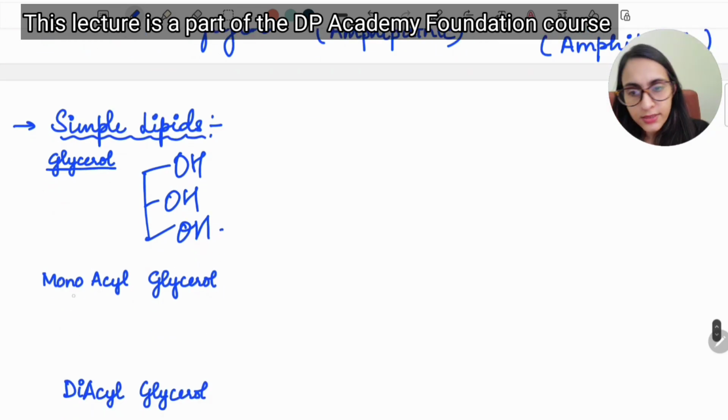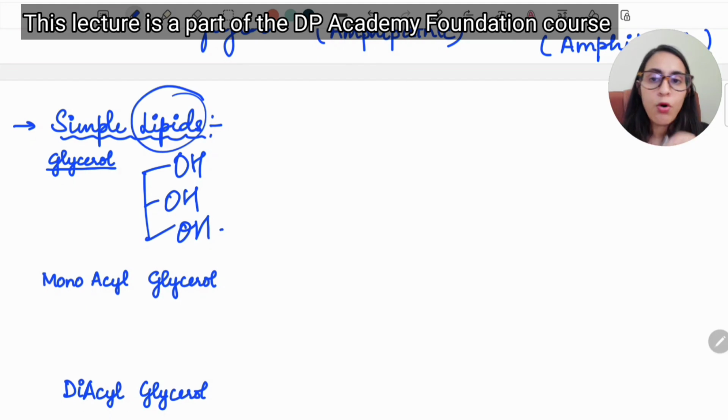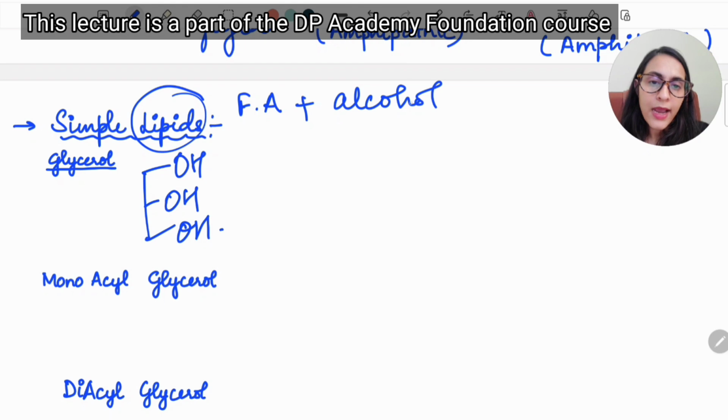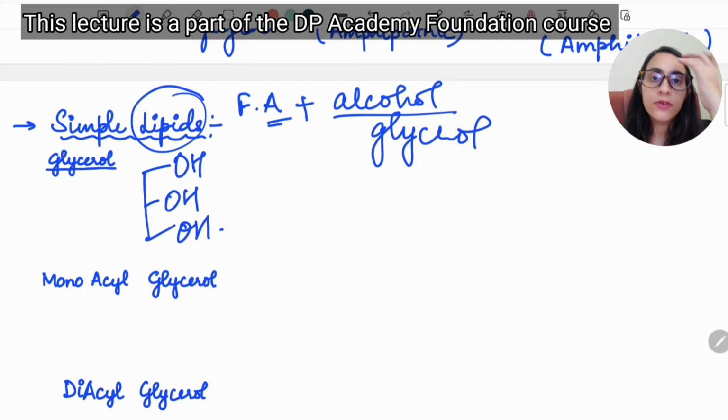Now monoacyl glycerol, as the name suggests, now we are talking about simple lipids. That means there are two components to it. One is the fatty acid, another is the alcohol. Alcohol in this case, we are going to take glycerol, and fatty acid, let's talk about. The term fatty acid has a nickname, that is known as acyl. Monoacyl means there is only one fatty acid that is attached to glycerol.